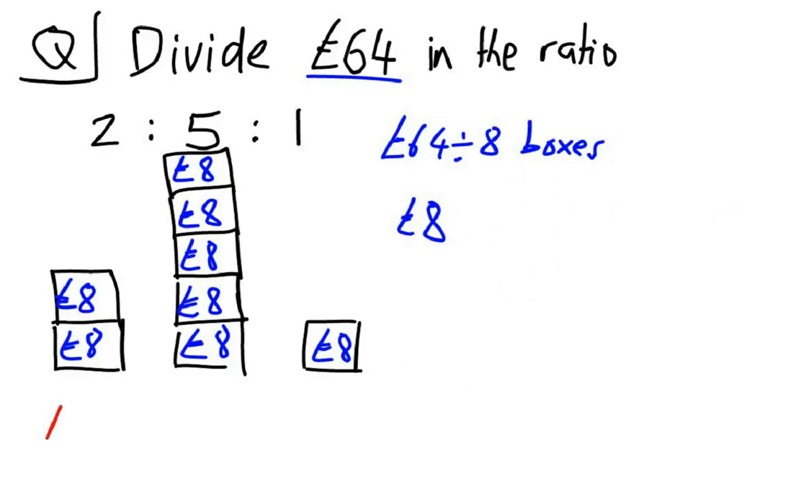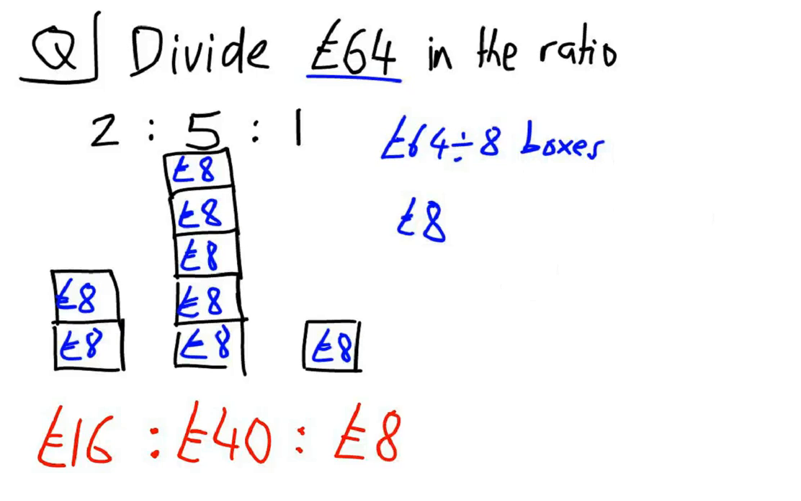So £8 plus £8 here gives me £16. Make sure I put my ratio bit in. And then I've got 5 lots of £8 here, which gives me £40. And then finally I've got £8 in there. So we've got £16 to £40 to £8. Remember we have to do it in the same order as the question. Okay, so that was your question. Let's try one final example, and this will be grade C.